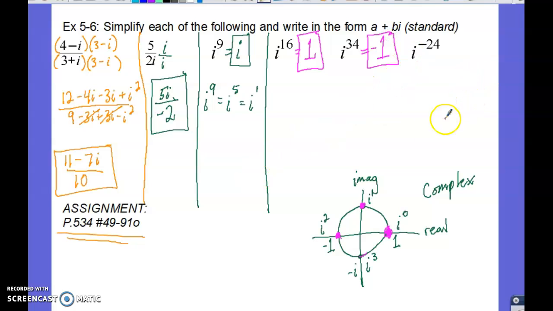Again, there's so many different ways of doing this. I don't want to just tell you to do one. Now, i to the negative 24th power, you can think of it as just going the opposite way of going this way. But it ends up just being positive 1 again. I'll let you work through that and see what works for you.